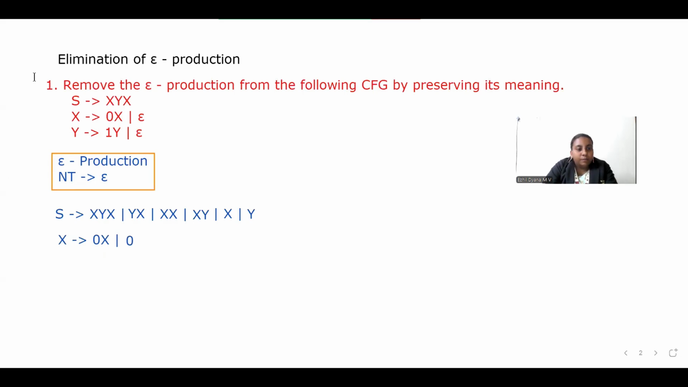Got it? And next one is, I must not write epsilon now because I'm eliminating epsilon. So the next one is y. We have Y tends to 1y, or I will not write epsilon because I'm eliminating the epsilon production. Instead, I'll replace epsilon in place of y. Y tends to epsilon, so I replace epsilon in place of y. When you replace epsilon in place of y, it is 1 epsilon. Epsilon doesn't have a meaning; it is an empty string. So the remaining part is 1. You will have to write that 1 over here. Thus we have removed the epsilon production.